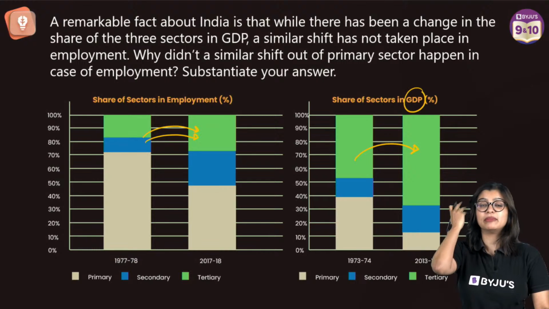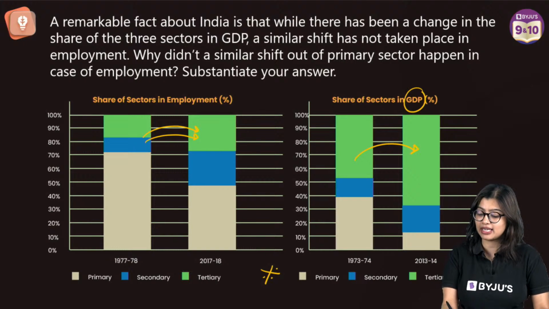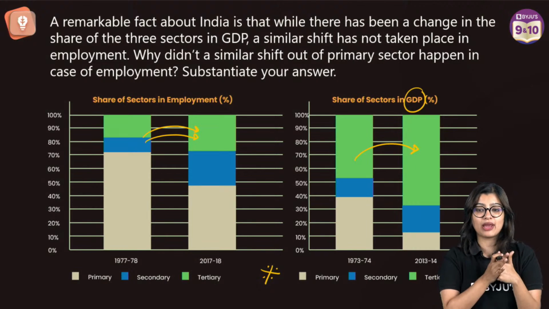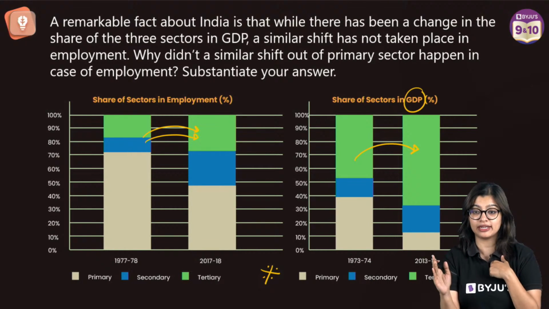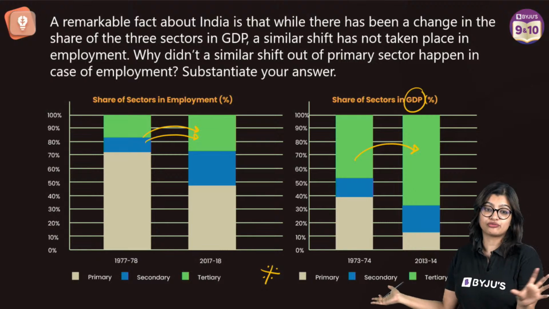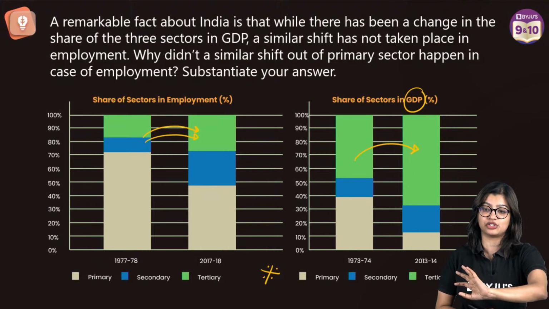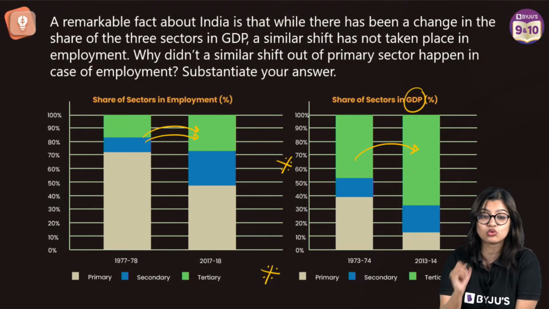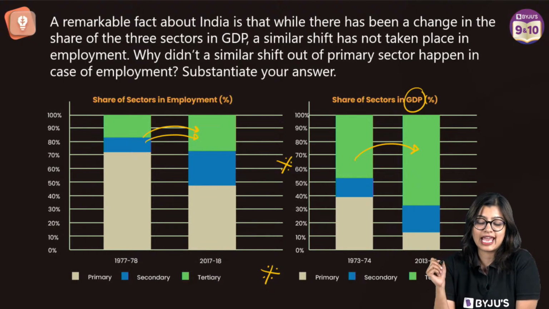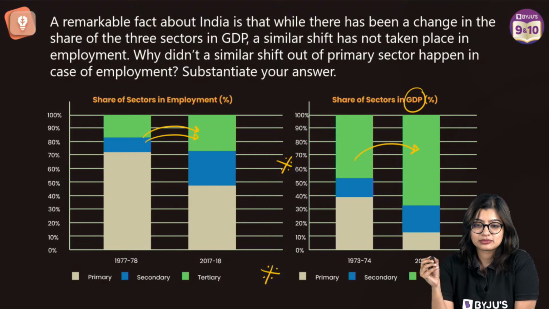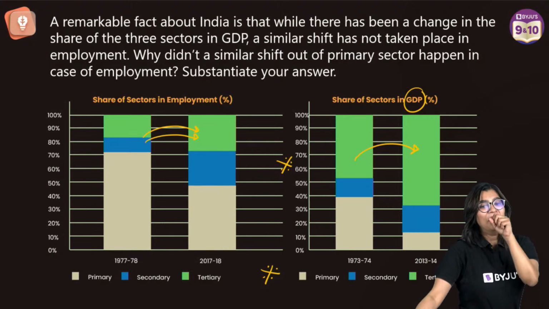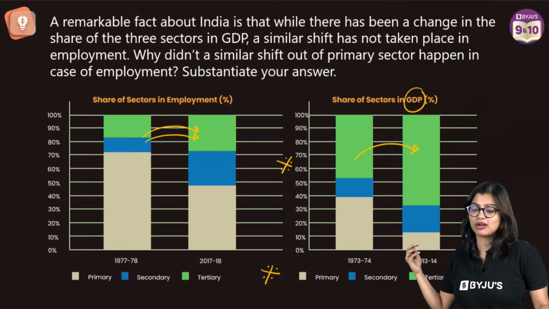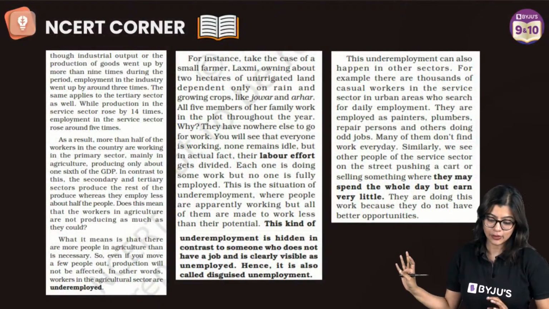How many of you remember me telling you that this right here is very important to understand? Why was there no shift in the employment, but contribution of GDP, or contribution of that sector in the GDP, has changed over a period of time? I have told you that this right here is super important. Yes. Okay. Now, of course, when we talk about this, I will teach you with NCERT only, right?